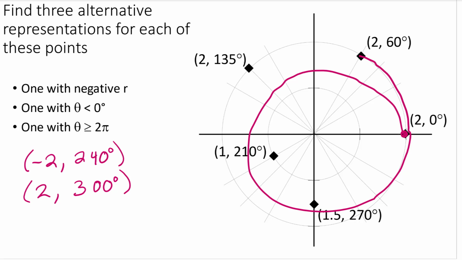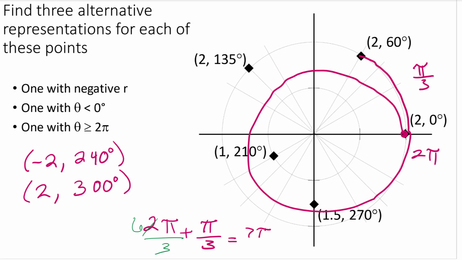Okay, so we went up 2 pi, and then we went around 2 pi, and then we went up an additional pi over 3. So 2 pi plus pi over 3 is going to give us, times 3 is 3. 1 times 3 is 3. 2 times 3 is 6. 6 plus 1 is 7. Okay, 7 pi over 3. So we've got 2, 7 pi over 3.